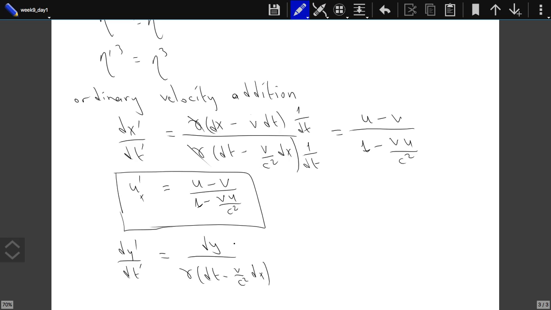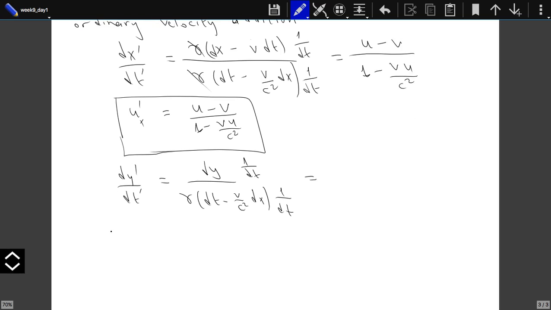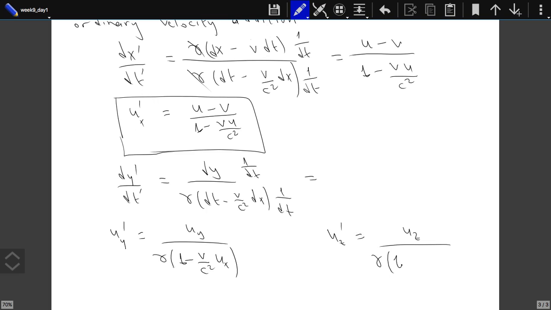Okay, the object might have a velocity in the y direction. Nevertheless, these are the transformation rules. Y doesn't change. The t changes by this much. Here I have the x still. That is because my reference frames are moving in the x direction. So I can just multiply by 1 over dt, and this becomes uy prime is equal to uy divided by gamma times (1 minus v over c squared ux), and uz prime is equal to uz divided by gamma times (1 minus v over c squared ux).